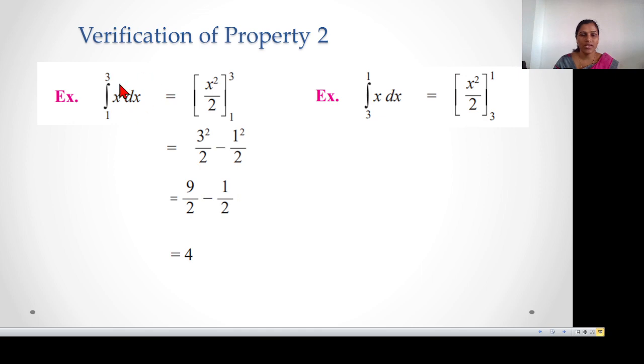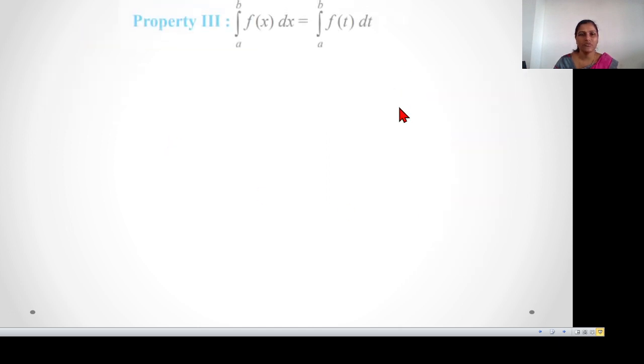Now we will solve this example by changing its limits to 3 to 1 x dx. In this also, the integral of x is x square by 2 and we apply the limits from 3 to 1. After substituting the lower and upper limit values, we get these two terms, and by calculation the final answer will be minus 4. So you will see the difference between these two integrations. The answer in the first case is 4 and in the second case is minus 4. So our property number two gets verified.